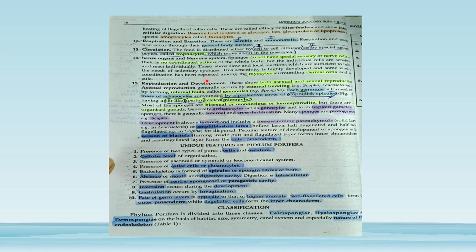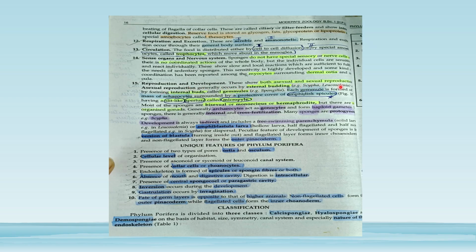So this is a plant characteristic. But they show circulation, respiration, excretion, and digestion as well. So this is an animal-like character. So they exhibit both the characters. You must see it carefully. This sensitivity is highly developed and some kind of coordination has been reported among the myocytes surrounding dermal ostia and osculum. Now let's move to the reproduction and development.